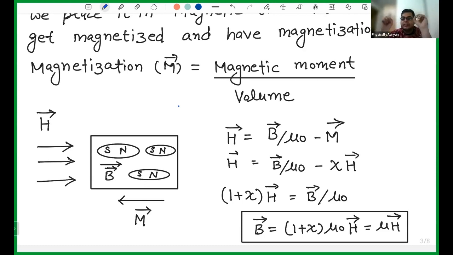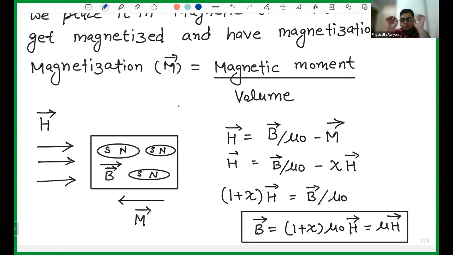Only two magnets can attract. So when I place this iron in front of a magnet, this magnet attracts the iron. It means iron is also now a magnet. So whenever you place a magnetic material in front of a magnetic field intensity, it gets magnetized.